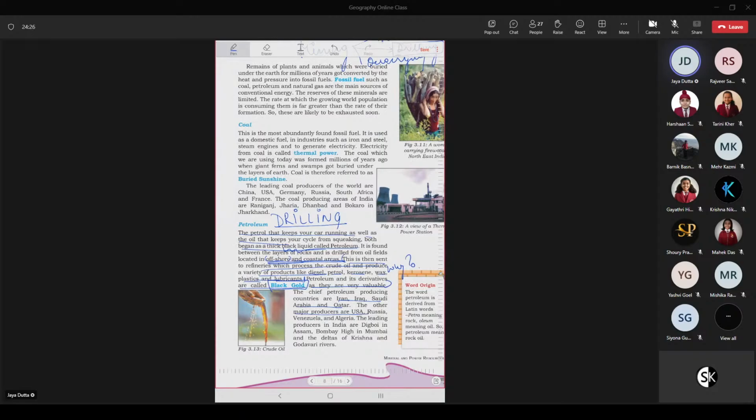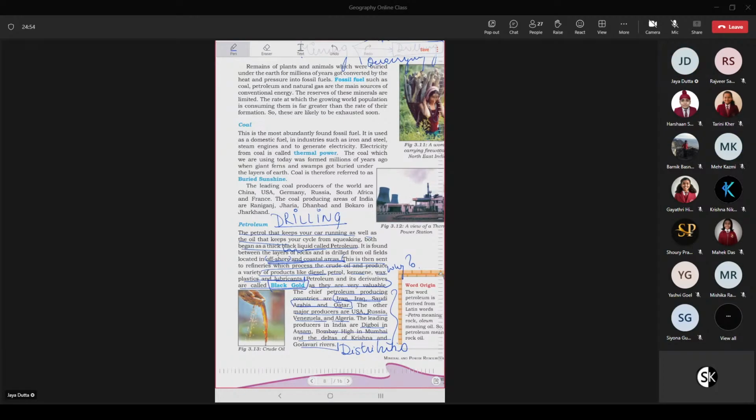But they are saying that besides these major countries producing petroleum, the other countries producing petroleum are US, Russia, Venezuela, and Algeria. The leading producers in India are Digboy in Assam, Bombay High in Mumbai, and the deltas of Krishna and Godavari. This is clear. The last paragraph is clear. You can write a subtopic, that is distribution. It's clear to all of you?